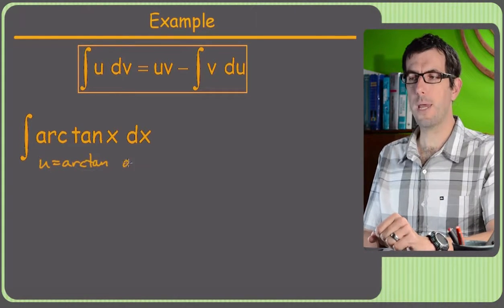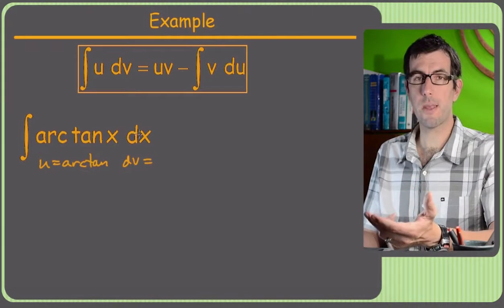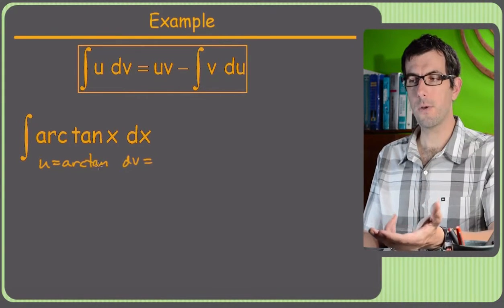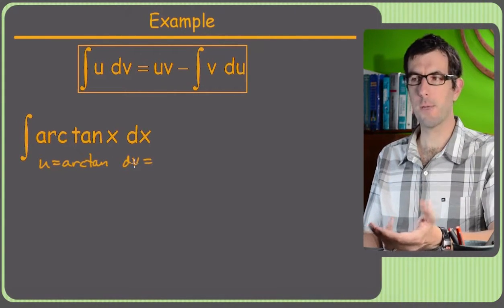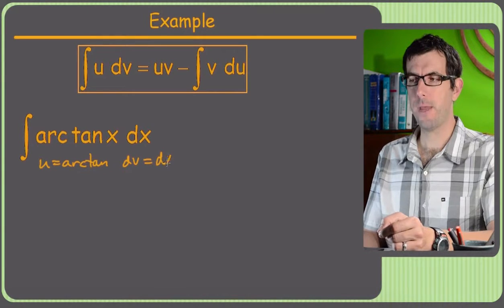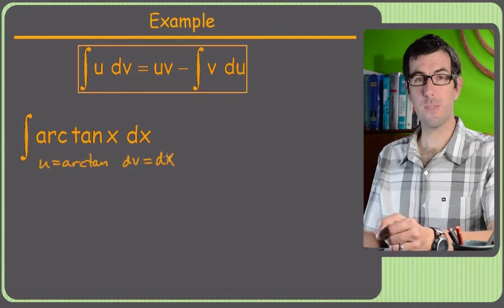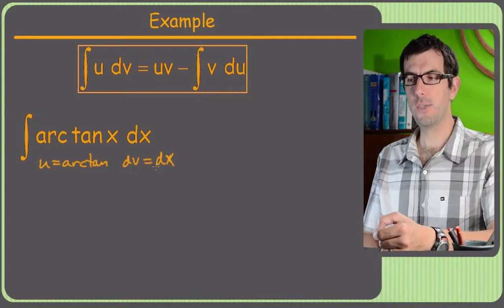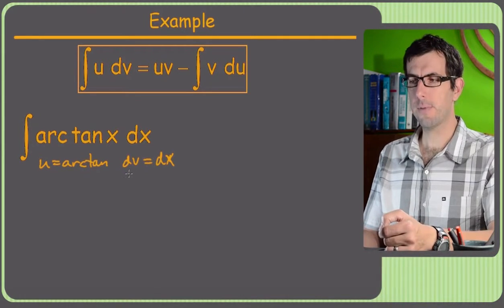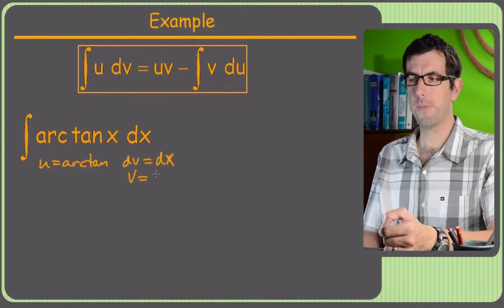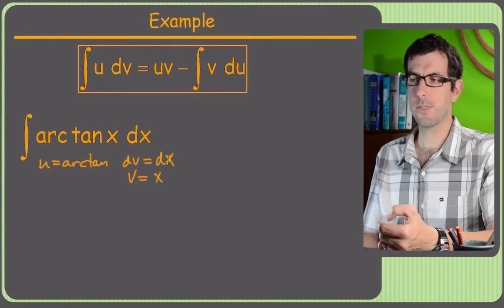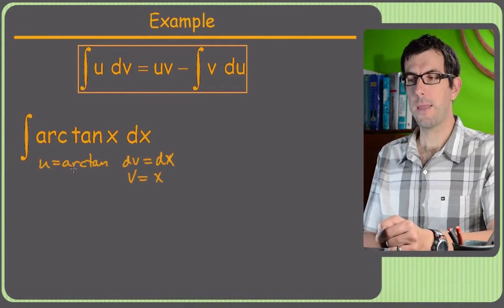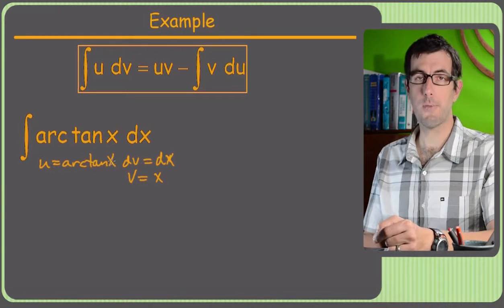But then you might be thinking, well, hey, what's our dv going to be? Because we just used everything for our u. Well, we didn't actually. We have not used the dx yet. And that's kind of an unusual thing. It kind of looks funny. But sometimes your dv is just going to be dx. And that's pretty simple because the integral of dv is just v, and the integral of dx is just x. So that's easy.